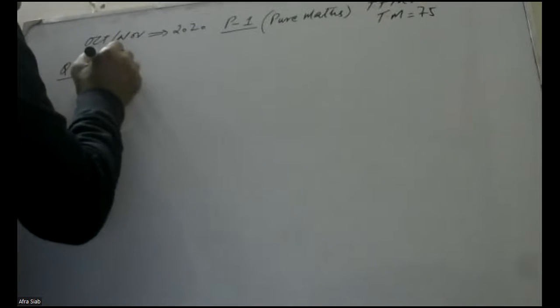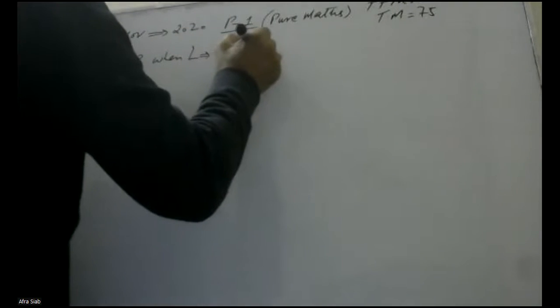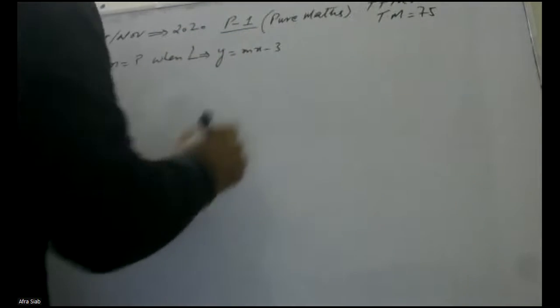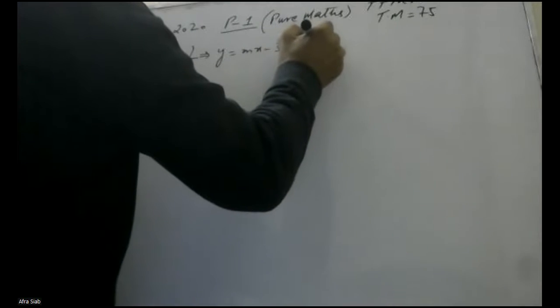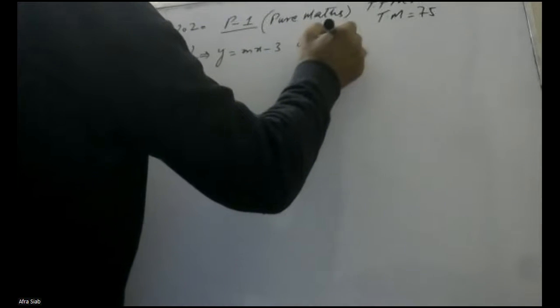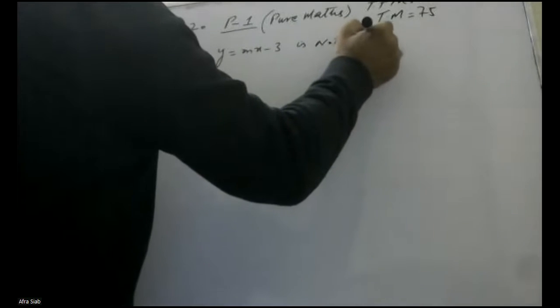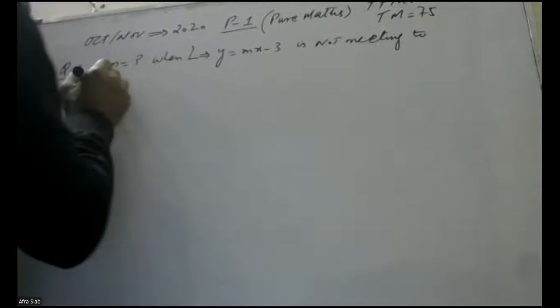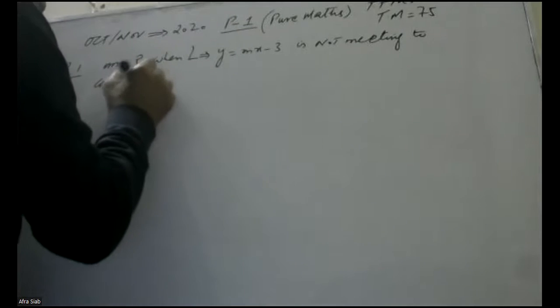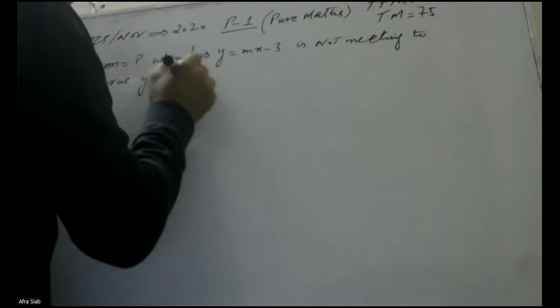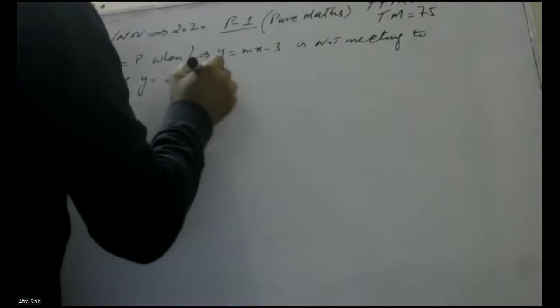We have to find the value of m when the line y equals mx minus 3 is not meeting the curve y equals 2x square plus 5, and we are going to calculate the value of m in this part.